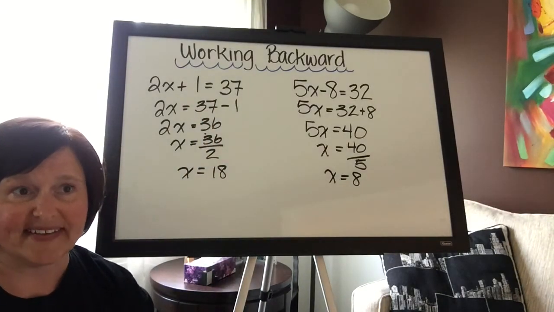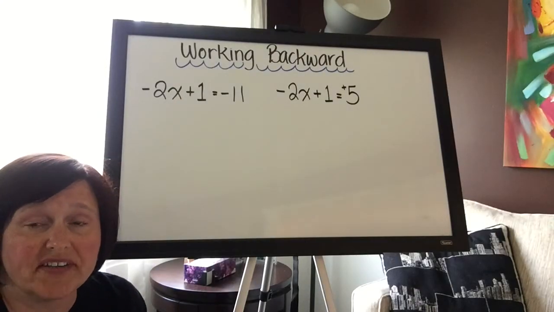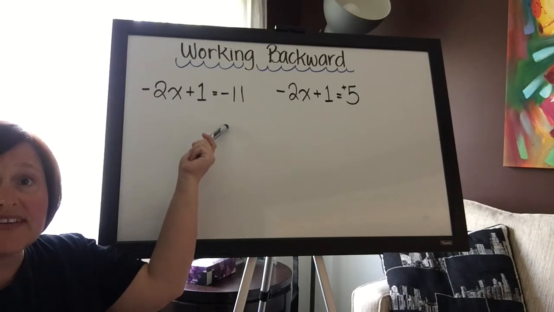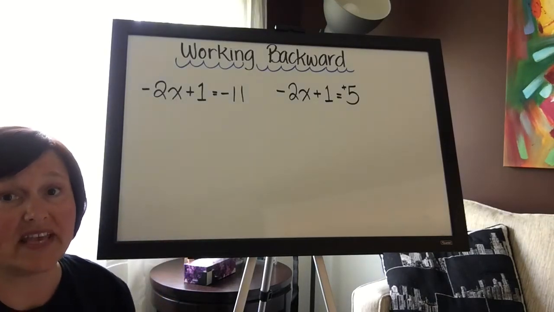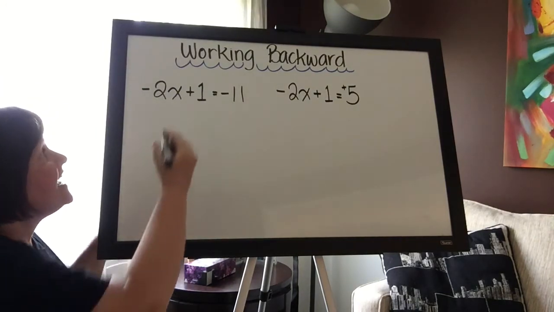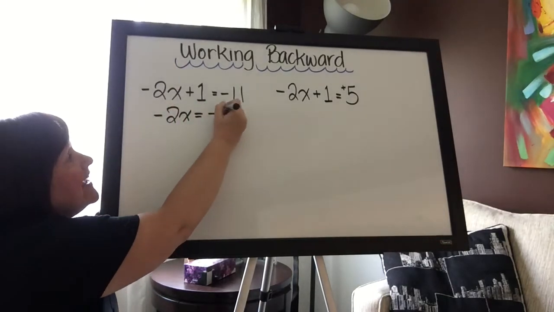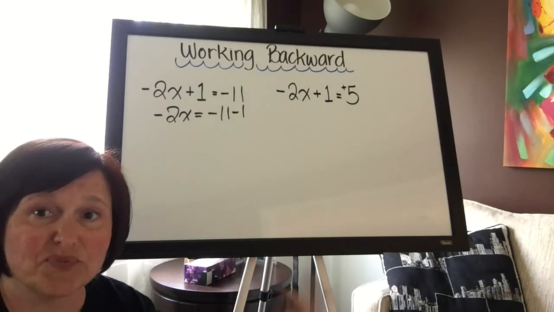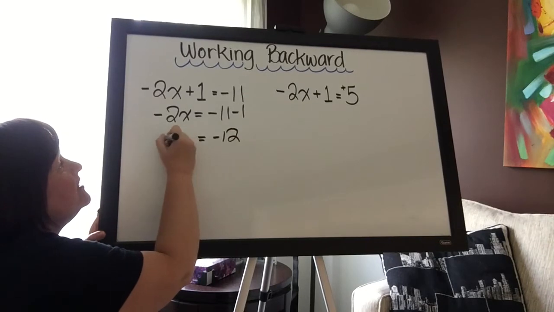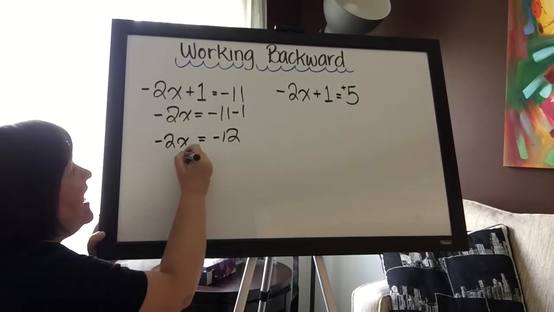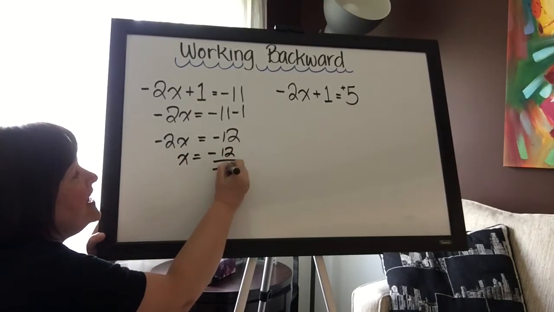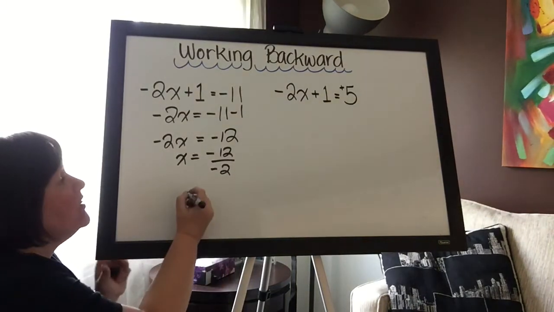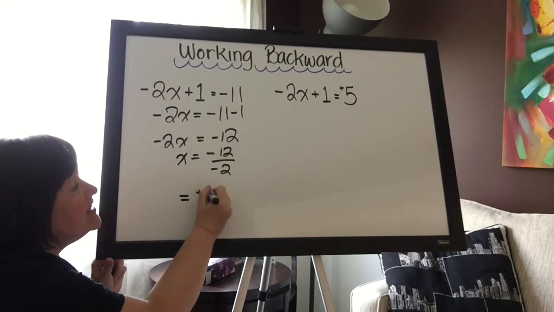But what happens when I throw integers in there, negative integers? So here's where I start giving you some of those negative numbers in order to work backwards. Here we have negative 2x plus 1 equals negative 11. All right, well, of course, the same rules apply when working backwards. So what I have to do is I have to say negative 2x equals negative 11 minus 1. This is negative 11 minus another 1, which means your answer is going to be negative 12. So negative 2x equals negative 12. Now, x equals negative 12 divided by negative 2. Now, a negative divided by a negative always equals a positive. And so your answer in this case is going to be positive 6.